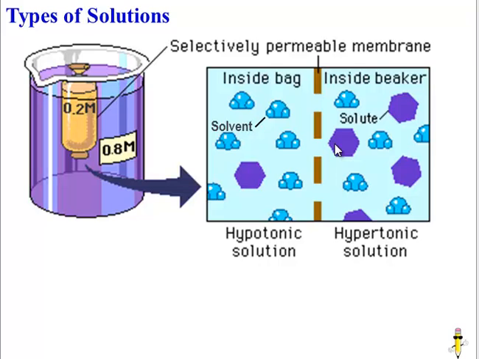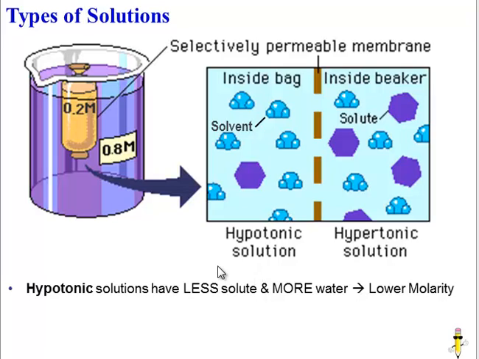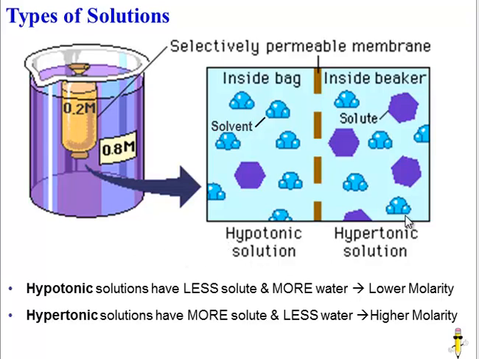So whenever one solution is more concentrated than the other, we call that solution hypertonic. And the solution that's less concentrated is known as hypotonic. It's also important to keep in mind the role of water here. A hypotonic solution has little solute, but it's going to have more solvent, more water, and thus a low molarity. The opposite is true for hypertonic. Hypertonic will have more solute, think hyper, lots of, but it's going to have less water.